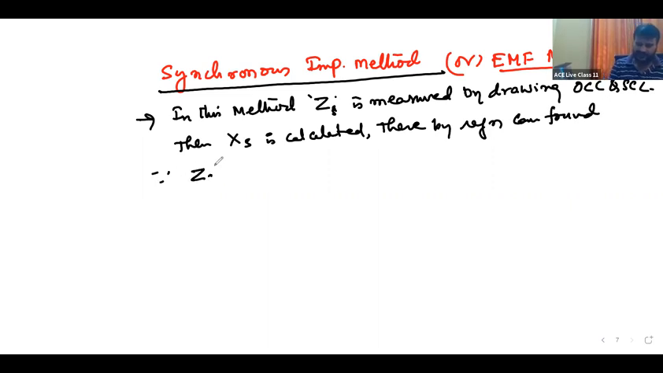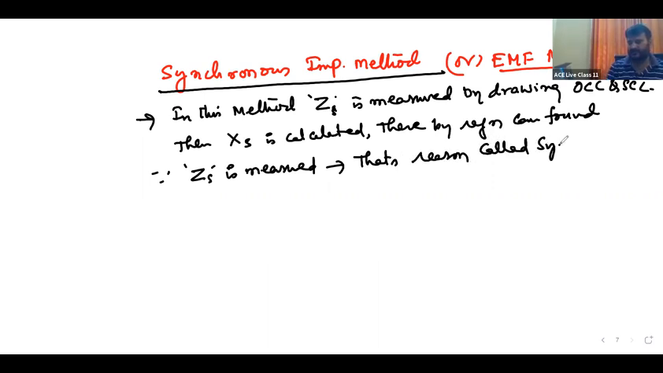Since ZS is measured, that's the reason it is called synchronous impedance method. So this is called synchronous impedance method because we are measuring the ZS, synchronous impedance. But why is it called EMF method?